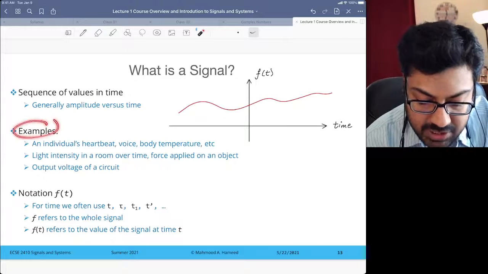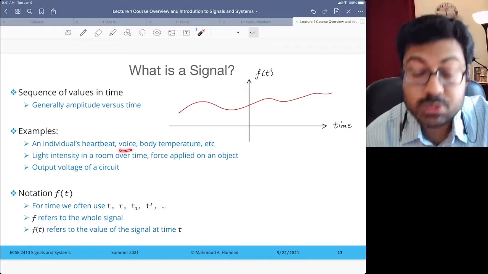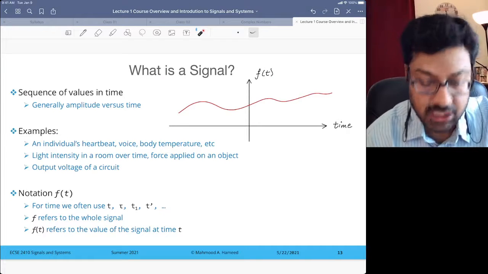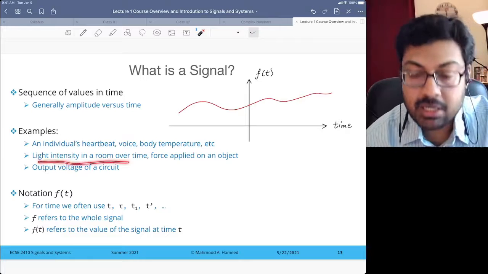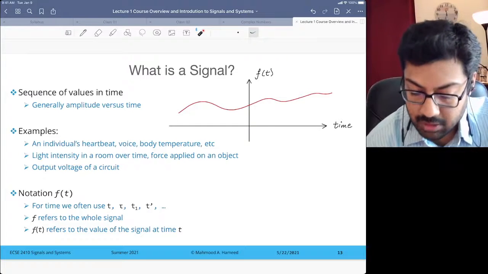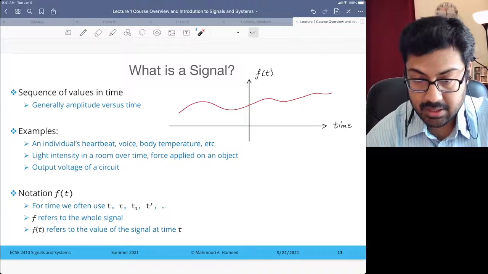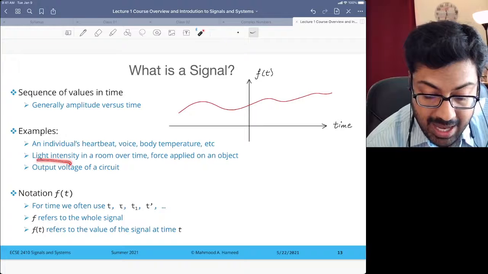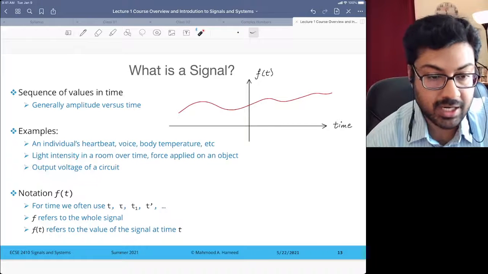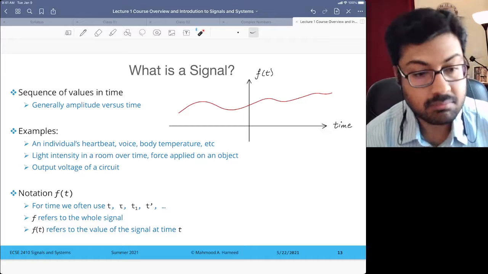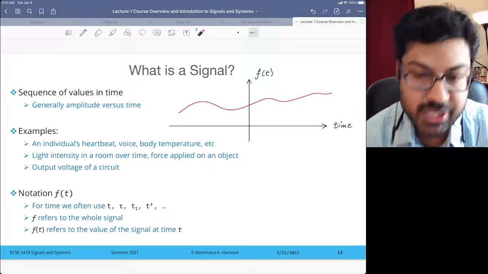So some examples: an individual's heartbeat, an individual's voice, body temperature with respect to time. All of these are examples of a signal. Light intensity in a room, for example, over time. Another example of a signal. Force applied on an object. Another example of a signal. Output voltage of a circuit. That's an output signal. Input current of a circuit. That's an input signal, right?